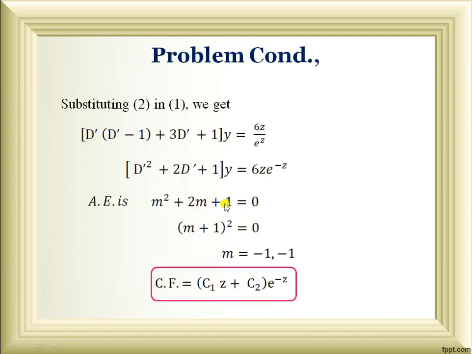So this gives D dash (D dash minus 1) plus 3 times D dash plus 1, into y, is equal to 6 log of (x plus 1) by (x plus 1). Log of (x plus 1) is nothing but z, and (x plus 1) is e power z. So therefore I am getting the RHS term as 6z by e power z. I am just moving this e power z to the numerator. I will get 6 times z into e power minus z. After simplifying this, I will get the terms of D dash square plus 2 times D dash plus 1 into z on the left hand side.